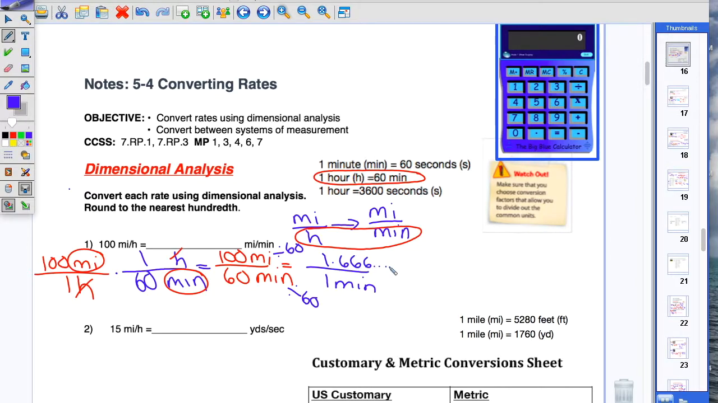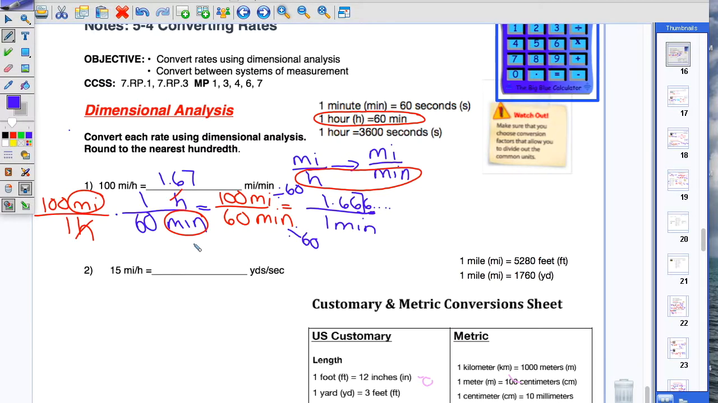1.666 repeating. We have to round to the nearest hundredth, so that's 2 places after the decimal. So it's 1.6, and that 6 in the thousandth place tells us we need to change the 6 in the hundredth to a 7. So 100 miles per hour is the same thing as going 1.67 miles in 1 minute.